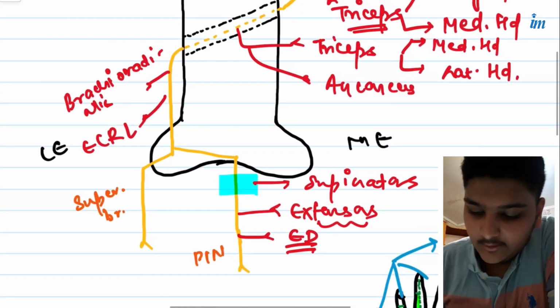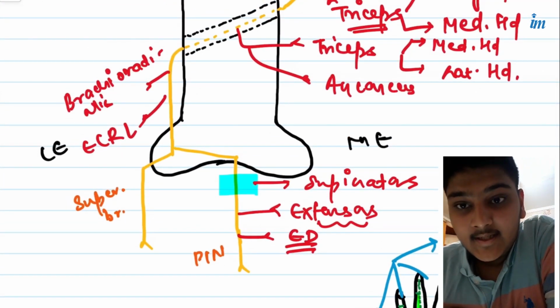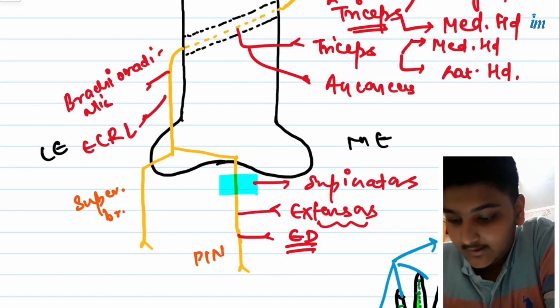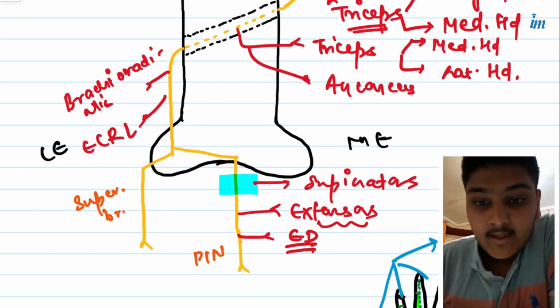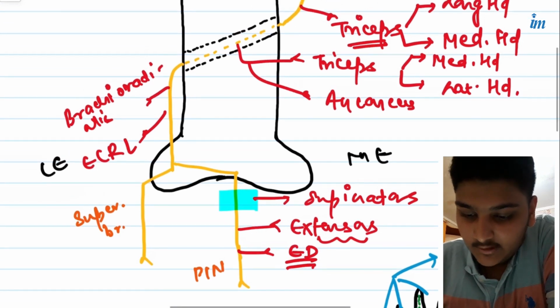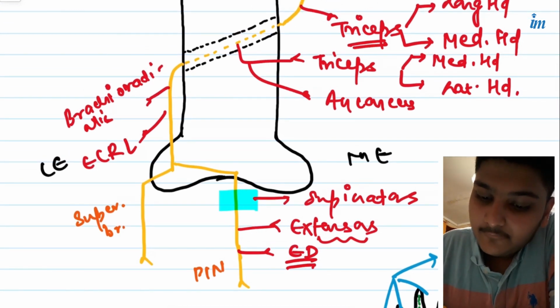And then your posterior interosseous nerve will supply all your supinator and all your extensors, especially extensor digitorum. Now let's see the injuries related to your radial nerve. Okay, there are 4 points of injury here that I'm marking.